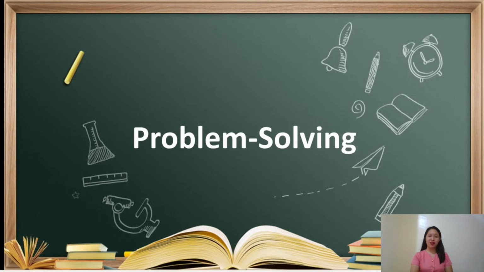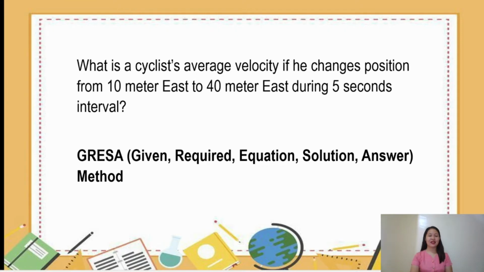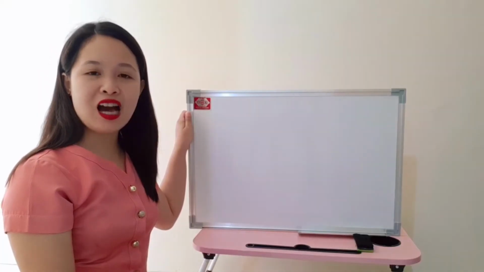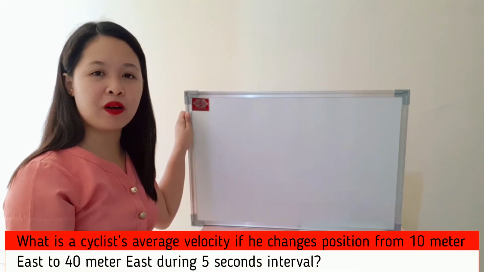Are you ready to solve another problem? Let's try. What is a cyclist's average velocity if he changes position from 10 meters east to 40 meters east during a 5 seconds interval? Again, we will be using the GRESA method. You need to write the given, required, equation, solution, and answer. Now, let us answer the sample problem.